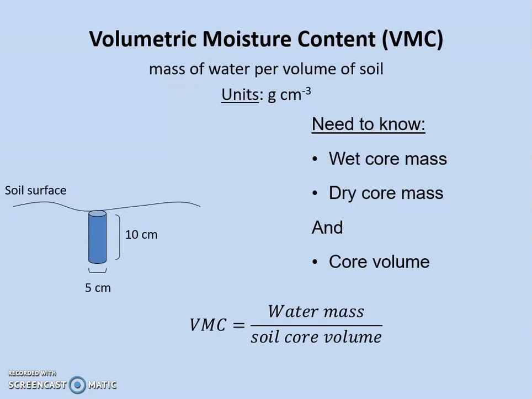Volumetric moisture content is similar to gravimetric moisture content because we use the mass of water in the soil to calculate both. But for volumetric moisture content, the mass of water is divided by the soil core volume. In other words, volumetric moisture content is the mass of water over the known volume.